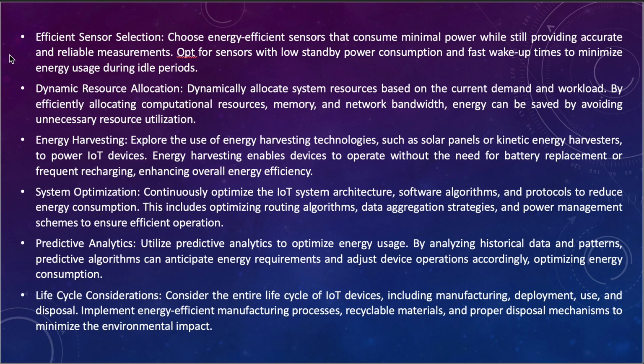System optimization. Continuously optimize the IoT system architecture, software algorithms and protocols to reduce energy consumption. This includes optimizing routing algorithms, data aggregation strategies, and power management schemes to ensure efficient operation. So again, in service management level, this will come, right?